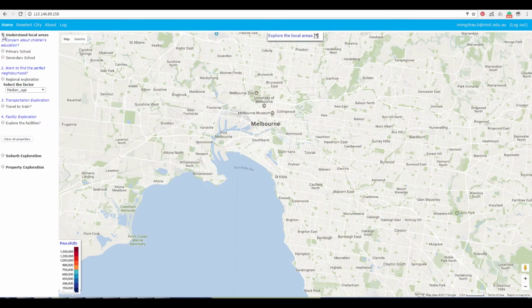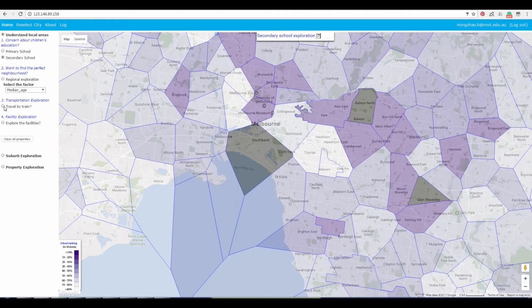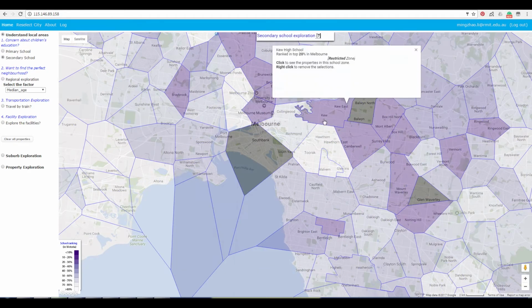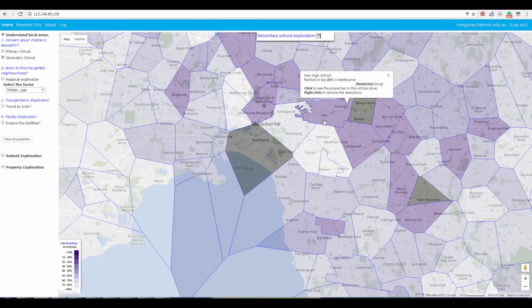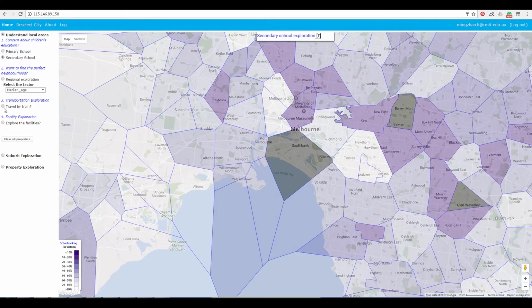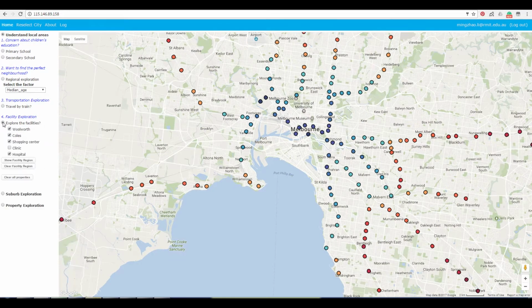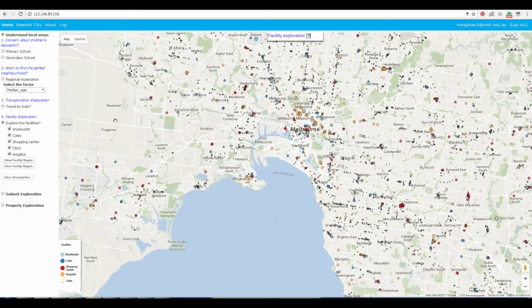First, at the level of profile-based exploration, we use choropleth maps or dot maps to help users understand different lifestyles in different areas. For example, we present public schools, school zones and school ratings on top of the Google map. We use dot maps to visualize the transportation information, and where facilities like supermarkets, shopping centers and hospitals are located.